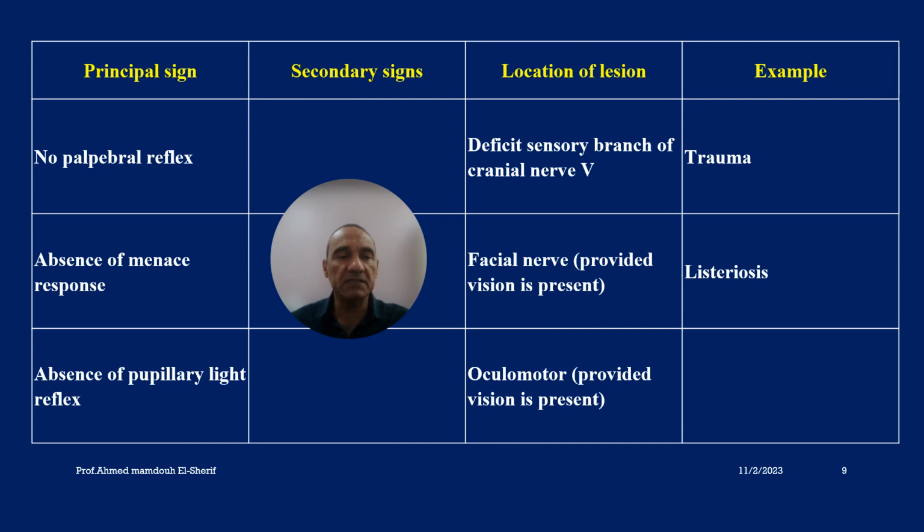But when the principal sign is absence of the menace response without any secondary signs, we note that the location of the lesion is the facial nerve, provided vision is present. The clear example is listeriosis. When the principal sign is absence of the pupillary light reflex without any secondary signs, the location of the lesion is the oculomotor nerve, provided vision is present. Also, the clear example will be listeriosis.